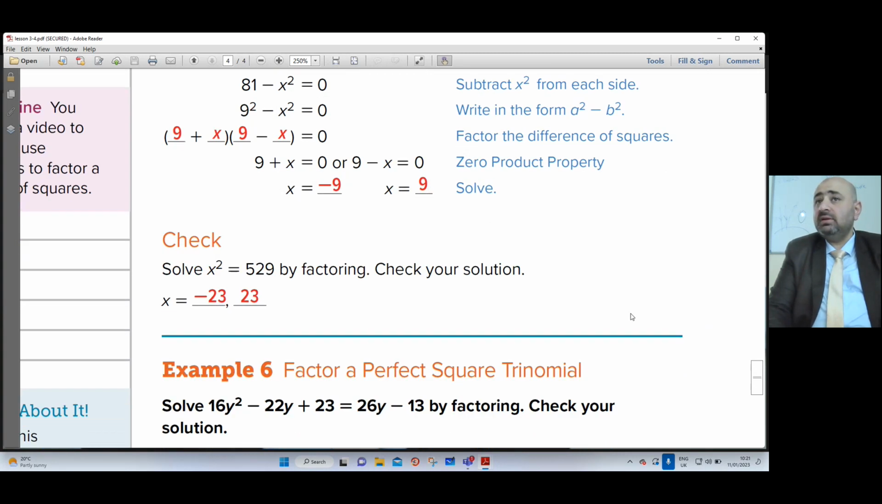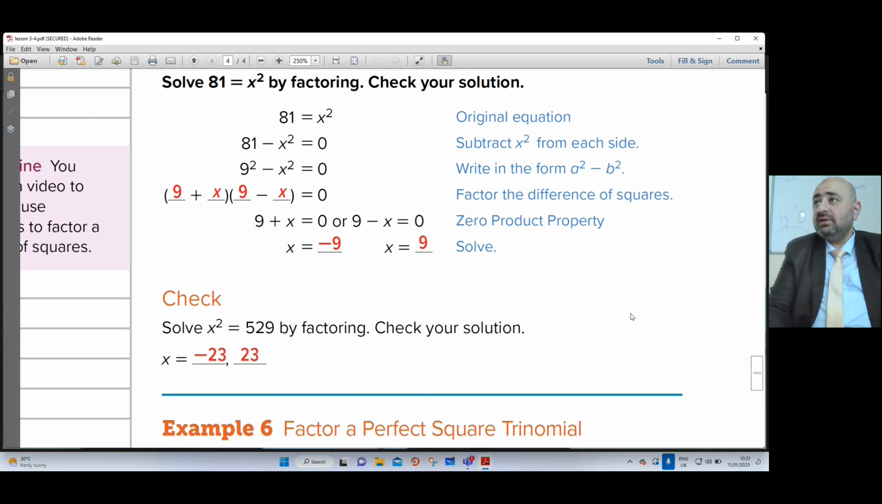Like the last example, the last example in our lesson, factor a perfect square trinomial.